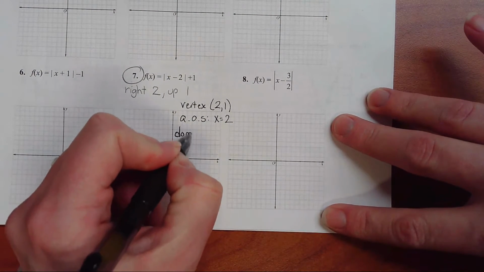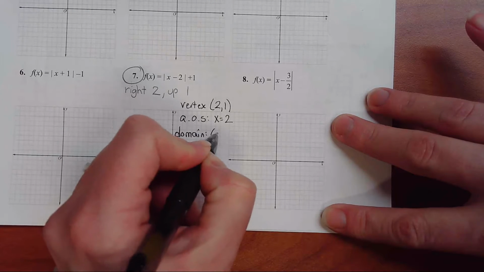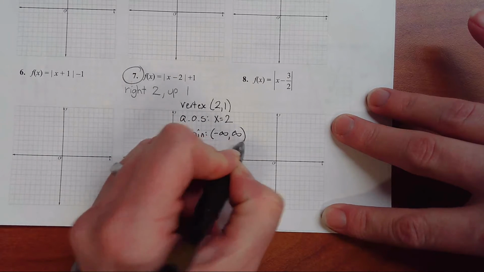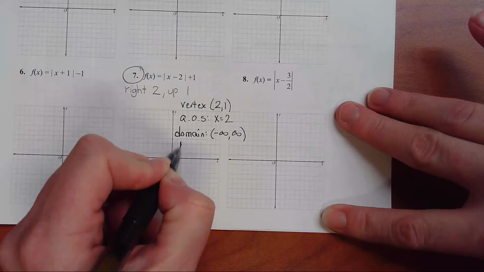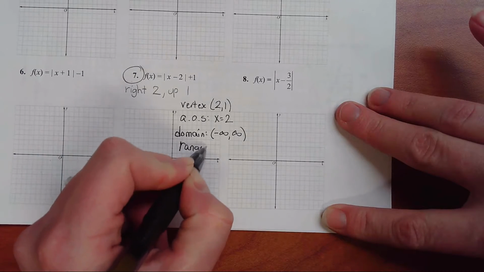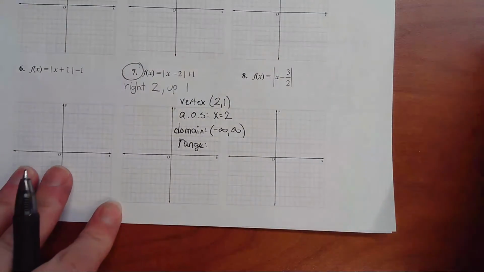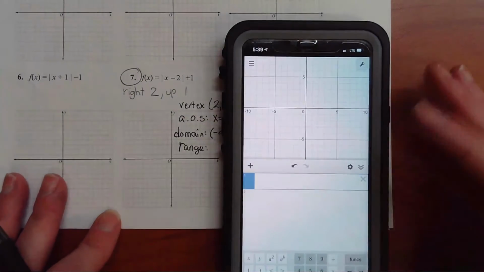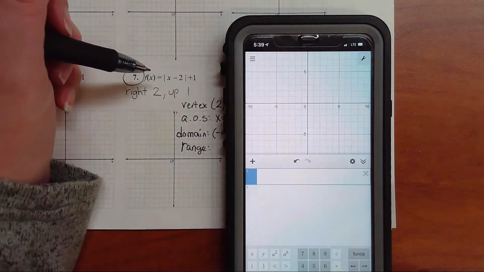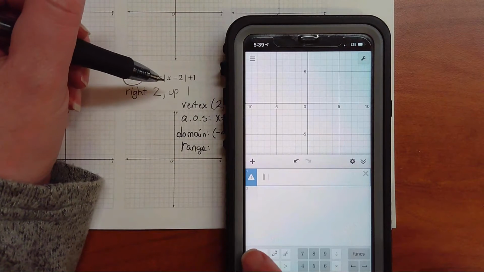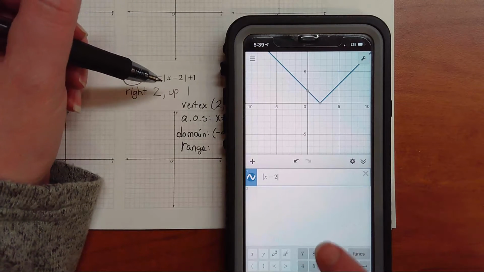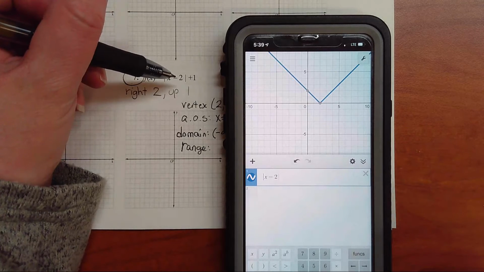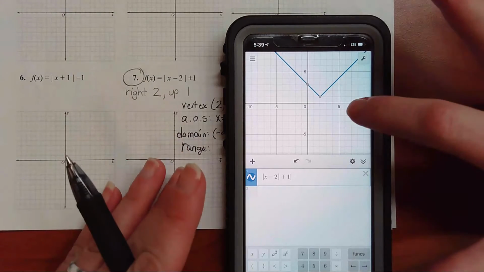Domain, no matter what, again, is going to be -infinity to +infinity. And then the range, that is where you may want to have it graphed. So we're going to do, okay, we have absolute value, so there's my absolute value bars, x minus 2, and then outside the bars plus 1. So there's what my graph looks like.